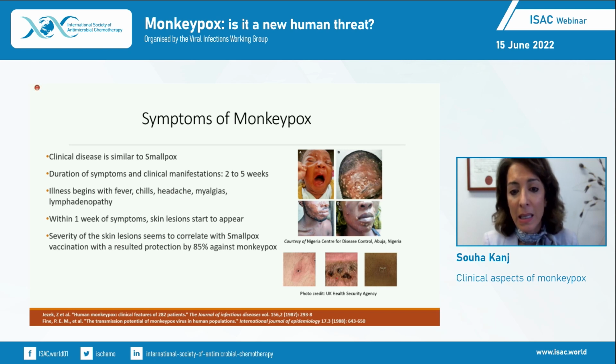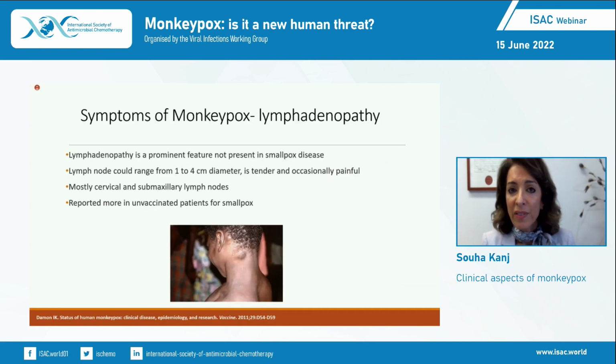The severity of the skin lesions seems to correlate with whether the patients had received prior smallpox vaccination, with the resultant protection of 85% against monkeypox. Lymphadenopathy is a prominent feature which is not present in smallpox disease, and the lymph nodes could range from 1 up to 4 centimeters in diameter. They are tender and occasionally painful. Most are cervical and submaxillary lymph nodes, and they are reported more in patients unvaccinated for smallpox.